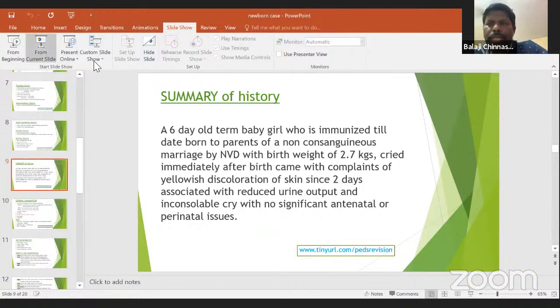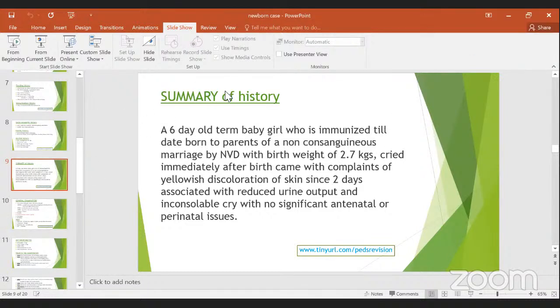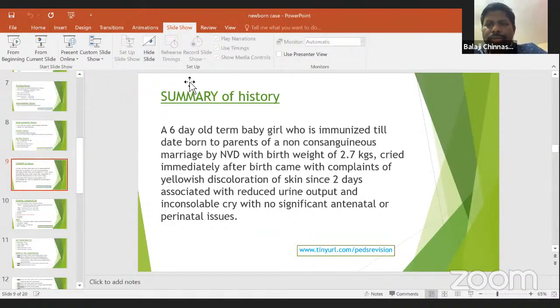Here in the summary, who is immunized till date? Only one immunization, yes. So the baby has been immunized with birth vaccines, born to parents of non-consanguineous marriage with a birth weight of 2.7 kg, cried immediately after birth, came with complaints of jaundice for the past 2 days with poor feeding, reduced urine output and inconsolable cry. So probably hunger cry, or you have to evaluate that.